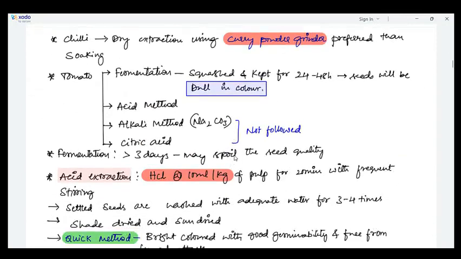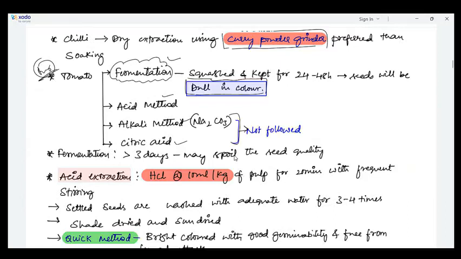Talking about chili, dry extraction is done using a curry powder grinder, by the use of which we thresh or extract the seeds of chili. When it comes to tomato, you might expect this question in the exam: how do we extract the seeds from tomato? For tomato, we have fermentation, the acid method, the alkali method, and also citric acid, but these methods are not economically feasible, which is why we don't use them. And for fermentation, what is the major drawback? The fermented seeds will be dull in color. As I told you, it won't attract the market or the buyers if it is dull in color.